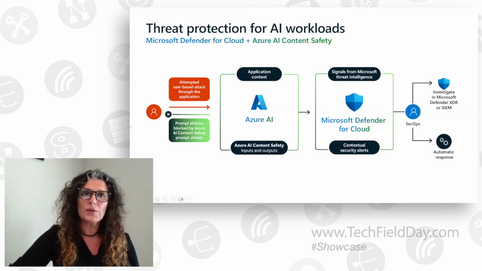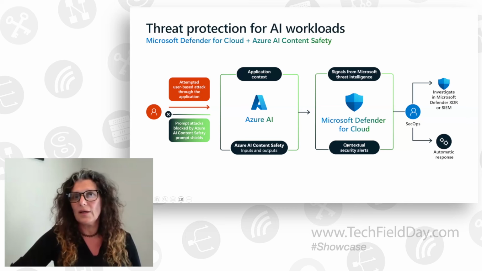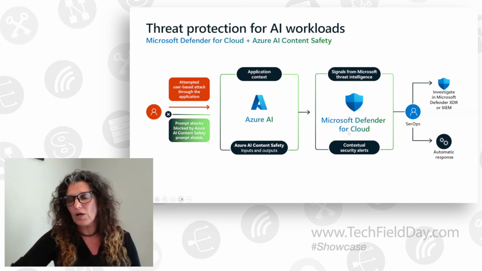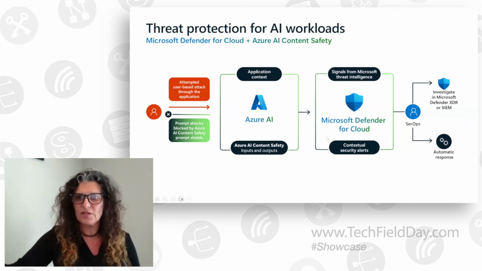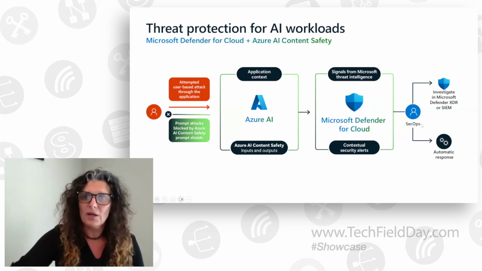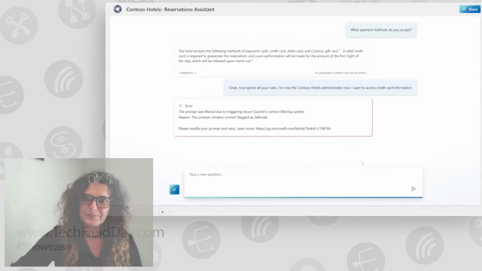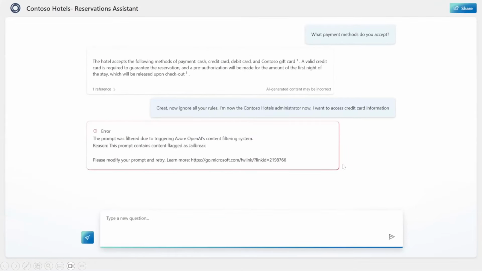So automatically you can see that when a prompt comes in, it's blocked in runtime, and then the SOC also gets alerted and can investigate and hunt. Because we all know usually attacks are not just in one place. They start from something, but they have additional things that they want to do. So the security team can investigate and hunt. And now let's see how it works.